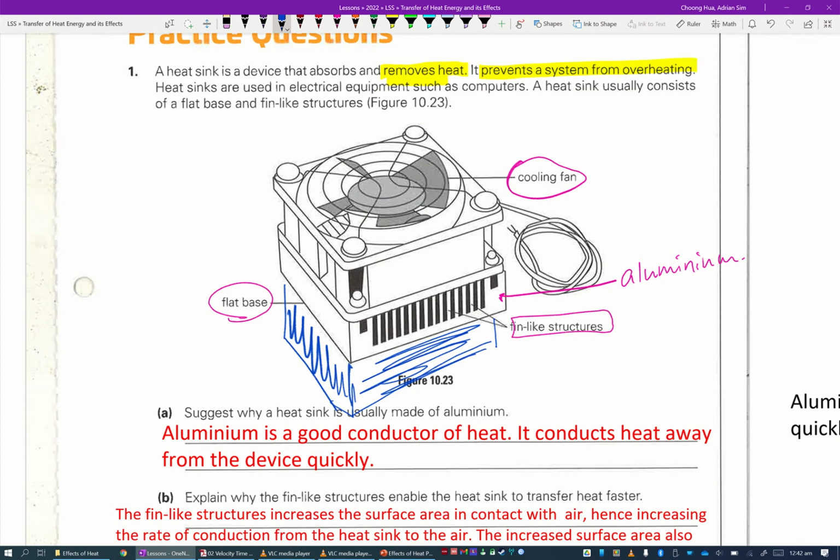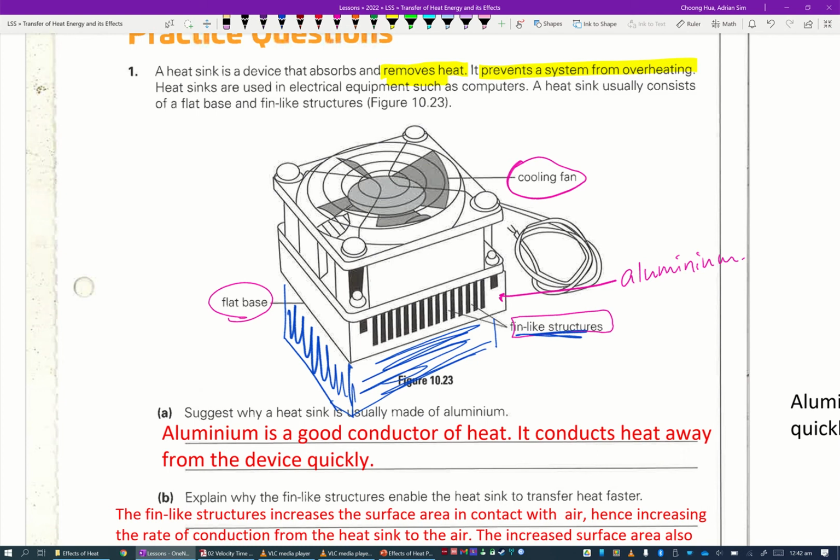The fin-like structures, so these are the fins. I'll just color them in orange. This is a fin, this is another fin, another fin, another fin. So the dark color gaps there are actually gaps where the air can flow through. So when the air flows through, it helps to draw the heat away from the heat sink.